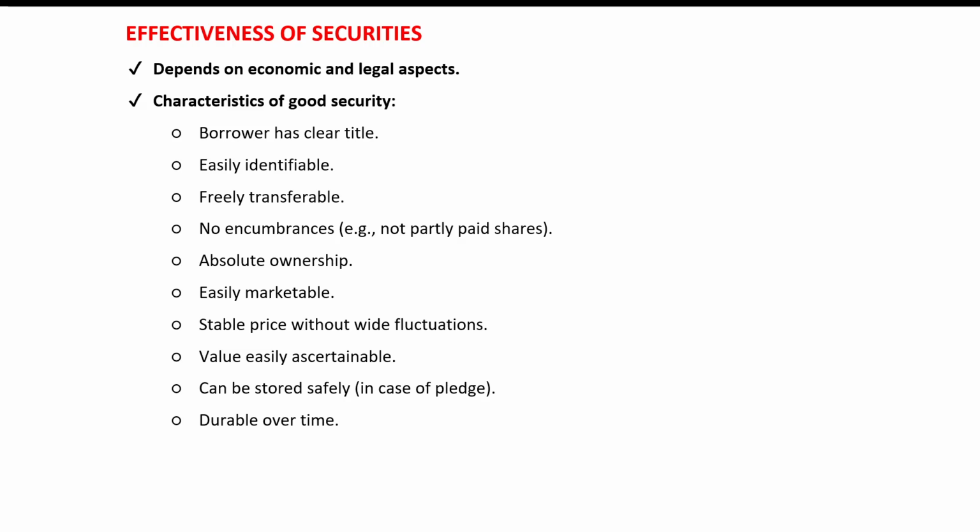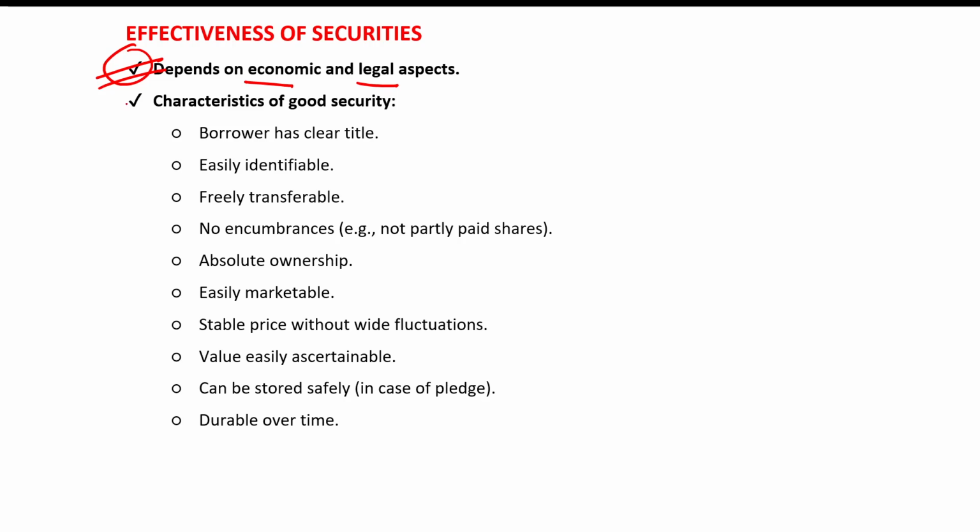Effectiveness of security. The usefulness of the security depends on two aspects: economic and legal. Economic aspect is whether the security has a stable and reliable value in the market. If the market price keeps fluctuating too much, or if the asset is not easily saleable, the security becomes less effective. And the legal aspect is whether the bank can legally enforce its right over the asset and sell the security when needed. So security depends on these two aspects.